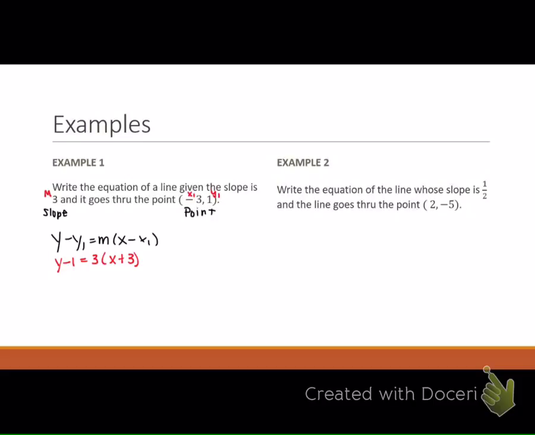Now we need to change this to slope-intercept form. So Justin Crater, what would you do first? Justin Powers, what would you do after that? Wouldn't you add the one right there? Yep.